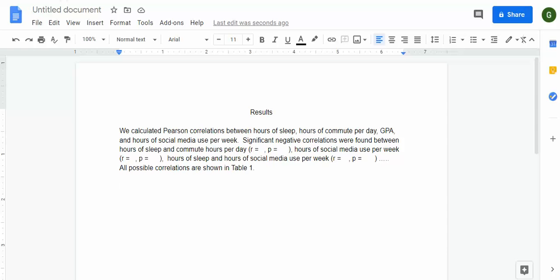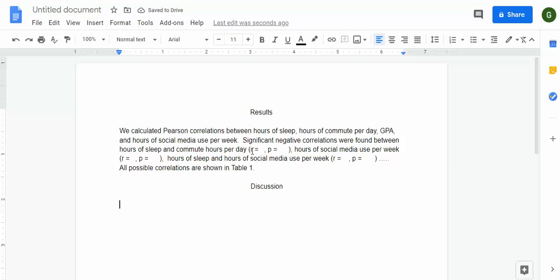And yeah, so your results section really just has 4 sentences. It has the opening sentence that says what you calculated, the significant negative correlations, the significant positive correlations listed out, and finally the closing sentence that mentions the table. And then after this, you'll just go straight to discussion and start the discussion section right here.